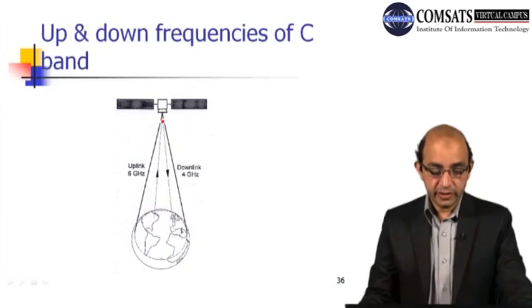So you can see this is the uplink frequency, and that is from ground station to the satellite, and uplink is 6 gigahertz, and this is on the higher side. And if we talk about the downlink frequency, you can see that is from satellite to the ground station, so that is on the lower side, 4 gigahertz.